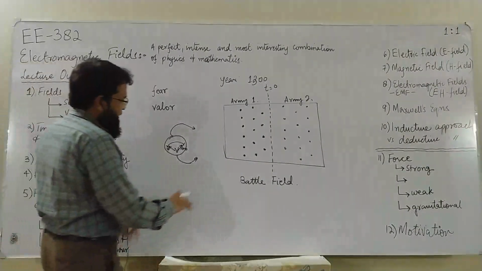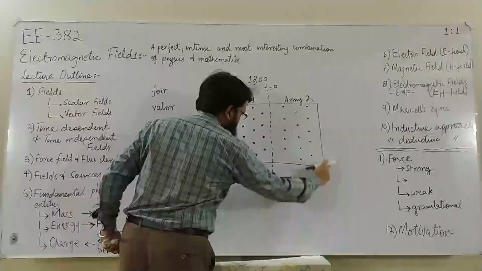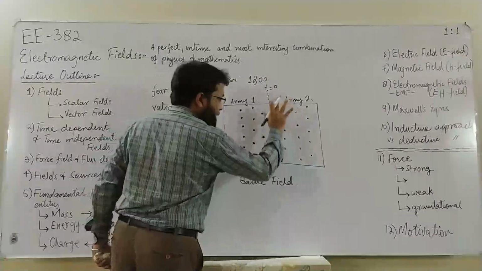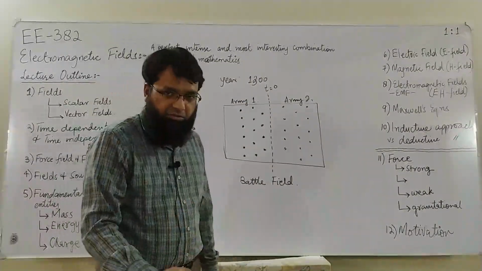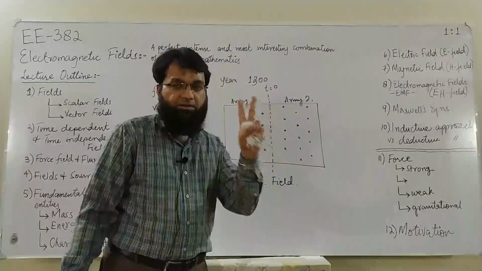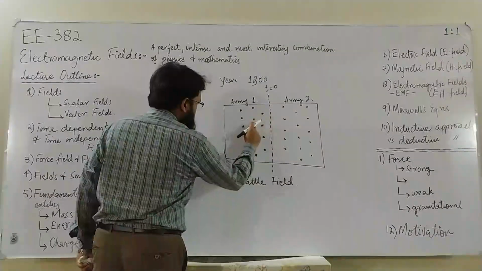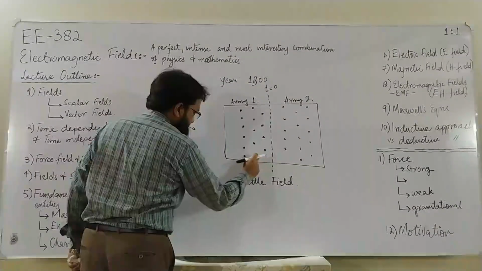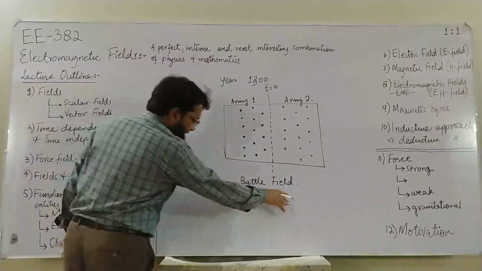So so far we know that there should be a bounded region and something important should be going on in that bounded region. If these two conditions are met, then that bounded region is a field. Now what we are doing, we are at different points in this field. There are different soldiers because we are talking about a battlefield.